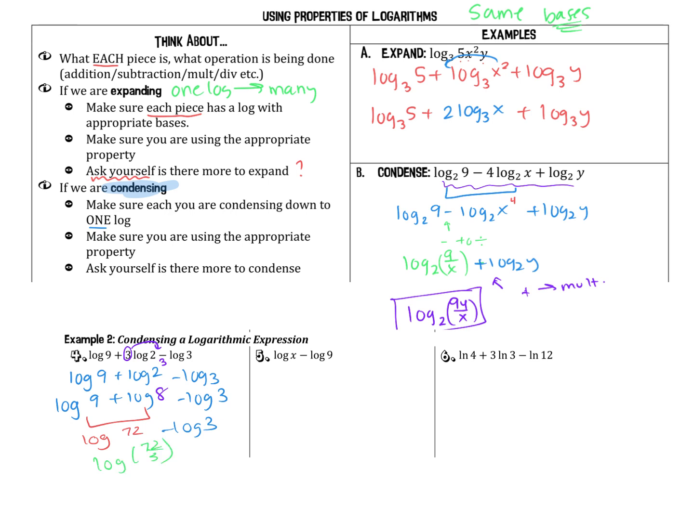So that's going to be 72 divided by 3, log base 10 of 72 divided by 3, or log of 72 over 3. And since we don't have any variables here, we just have numbers, we can simplify those numbers. 72 divided by 3 is 24. So this is log base 10 of 24. So we took this very complicated looking sum and difference here, and we condensed it down to be one single logarithm, which we could actually evaluate on a calculator.